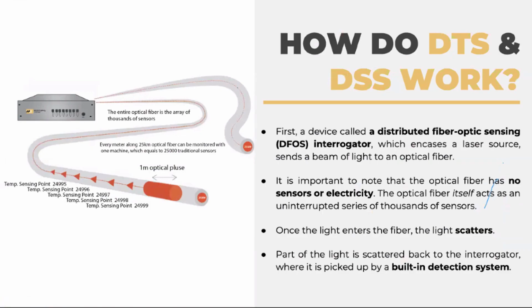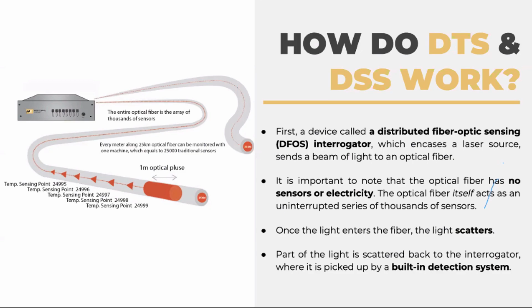Okay, so this is basically how the system works. We have the main unit, and then we send the optical signal within the fiber cable. We can also set up the resolution, like at which distance we want to have a measuring point, let's say every meter. And then we will receive the data.